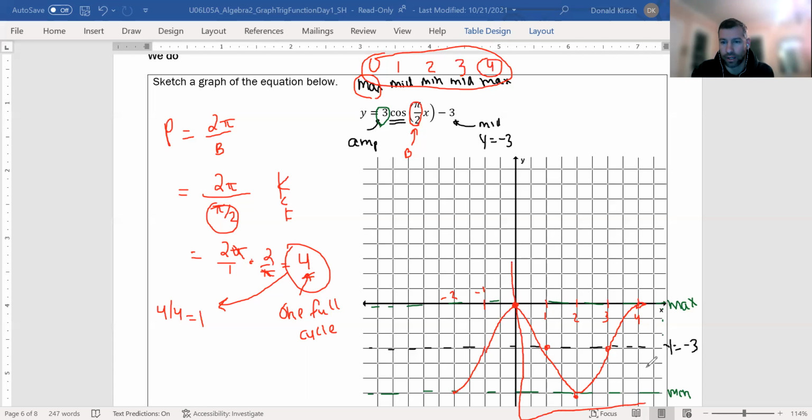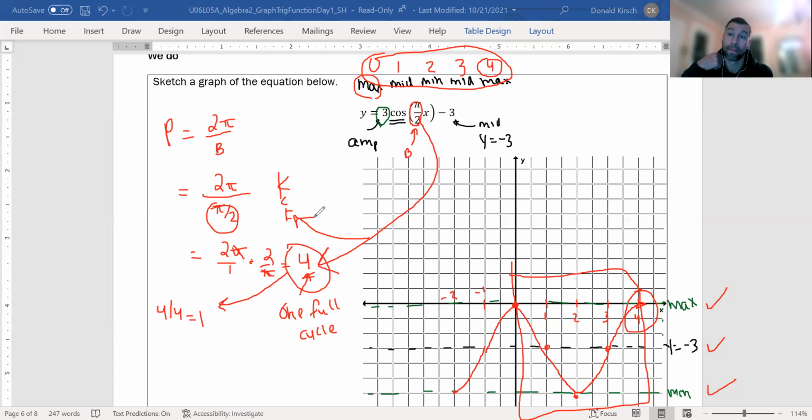But this is really what I need to see. What I can see is I've got our midline, our max, and our min, that our graph goes back and forth in between. And I can see that we have a full cycle that ends at 4. And I did that with all of this math over here.